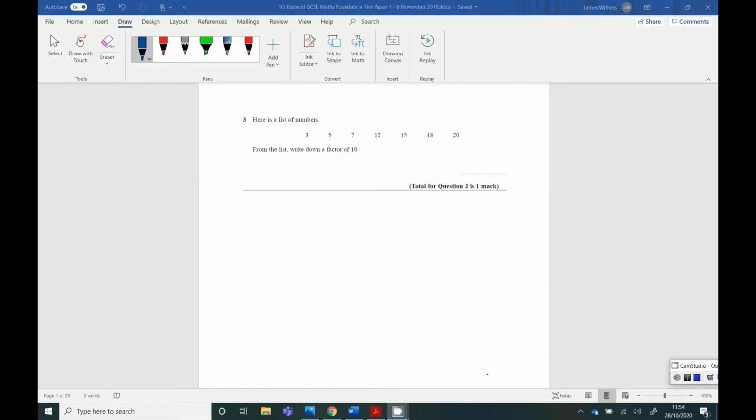Question 3. Now we're being asked from the list to write down a factor of 10. Now factors are the small whole numbers that when multiplied by another factor give you 10. So 1 times 10 is 10, so 1 and 10 would be factors. 2 times 5 is 10, so 2 and 5 are factors. So you can see that 5 is our only factor here.